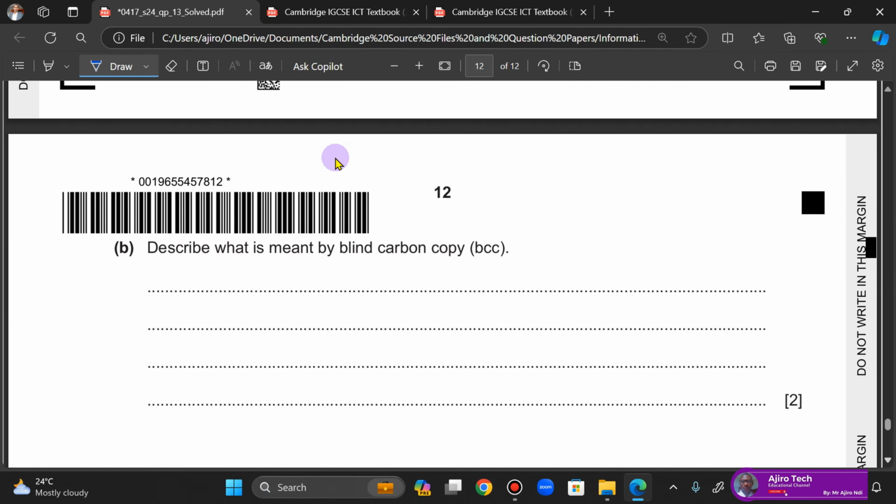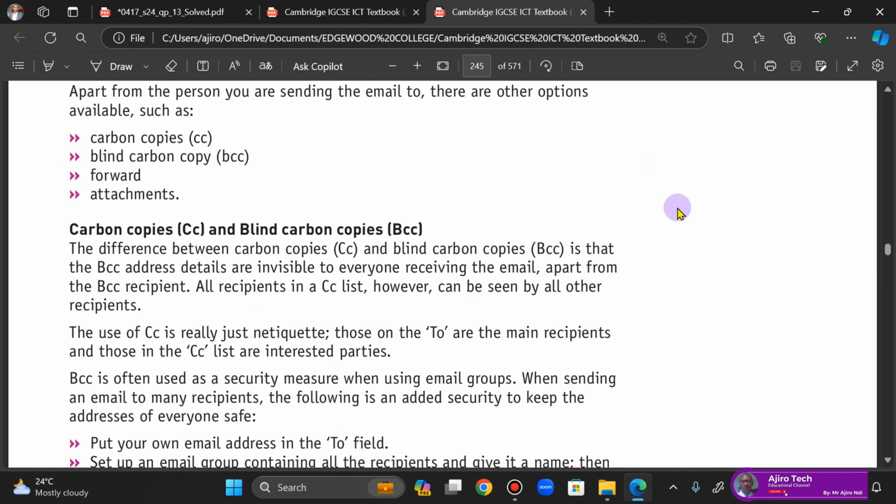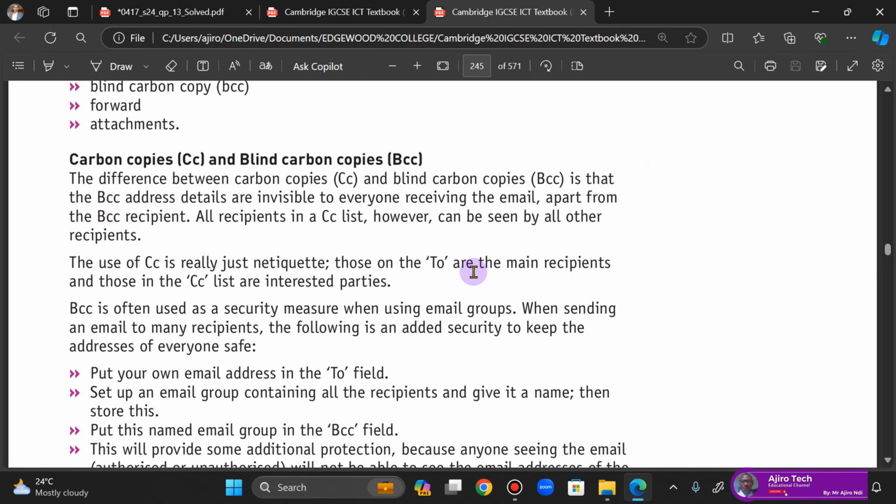Describe what is meant by blind carbon copy, and let me explain what this means. When sending an email to many recipients, the blind carbon copy simply means that it is invisible to everyone receiving the email apart from the BCC recipient. So you don't see other people that are being copied into the mail. It is blind. But for the carbon copy, you are able to see other people who are also receiving this email. Do you understand?